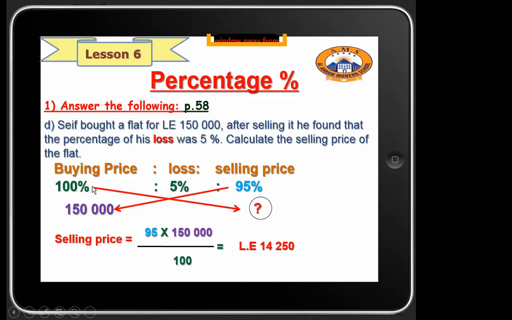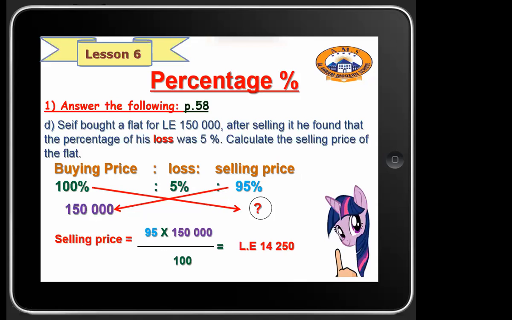Which is smaller, the buying price or the selling price? The selling price, because he has a loss. He lost some money. So now you get the idea, or do you still not understand? Will you be able to do it by yourself, or shall we have more exercise?